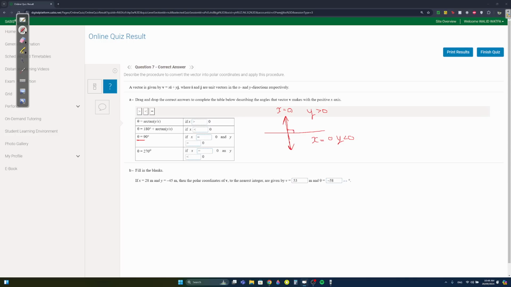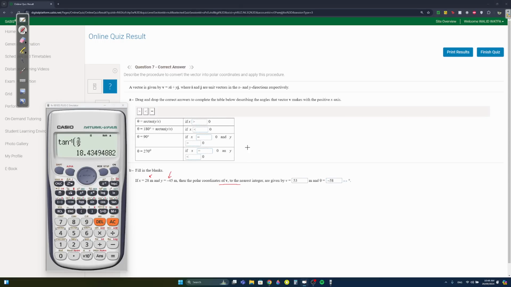And what would this angle be? 90, 180, 270, right? Okay, so 270. Then here they gave us: if x equals 28 and y is minus 45, then what are the polar coordinates of v? Okay, polar. You can just do this on a calculator, by the way.